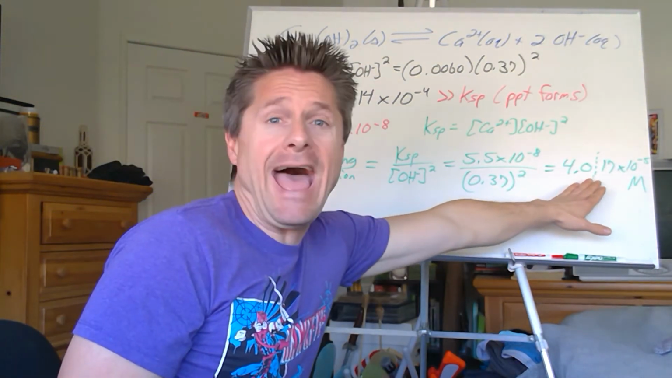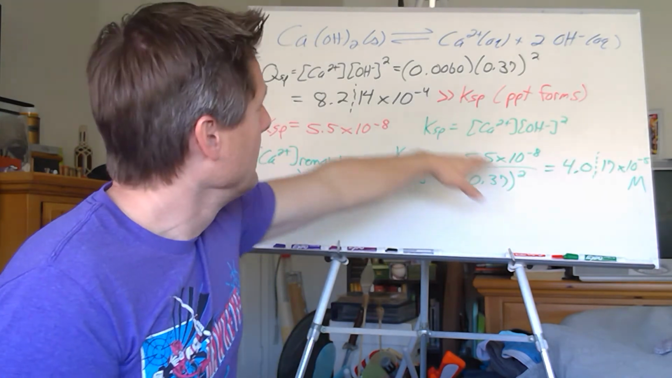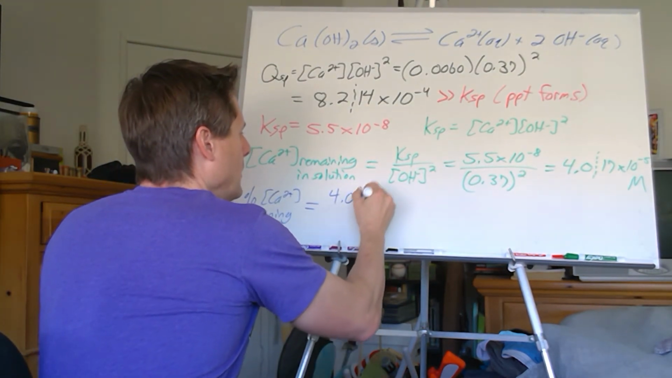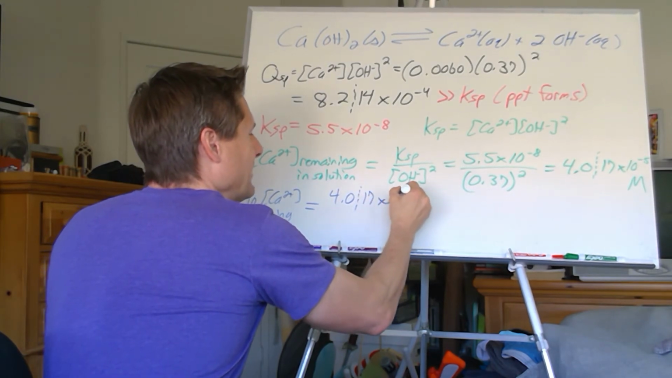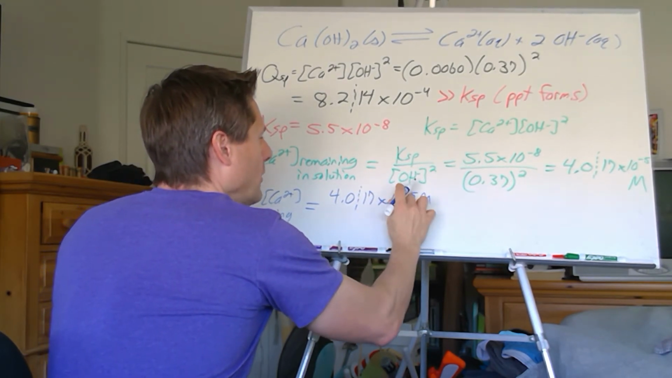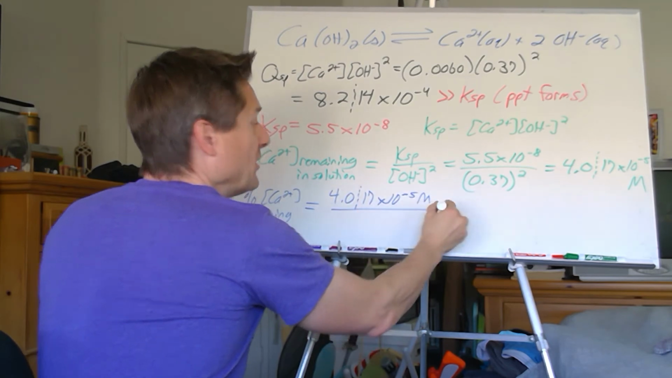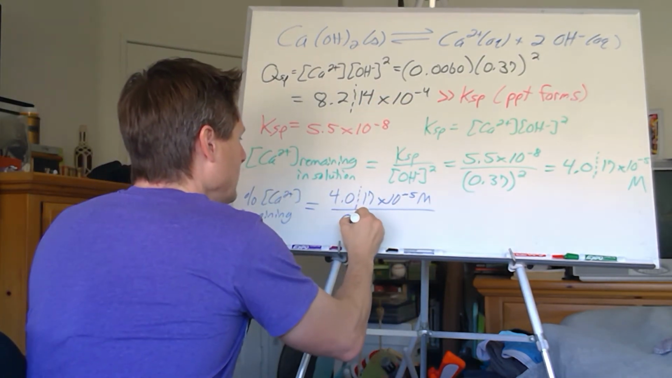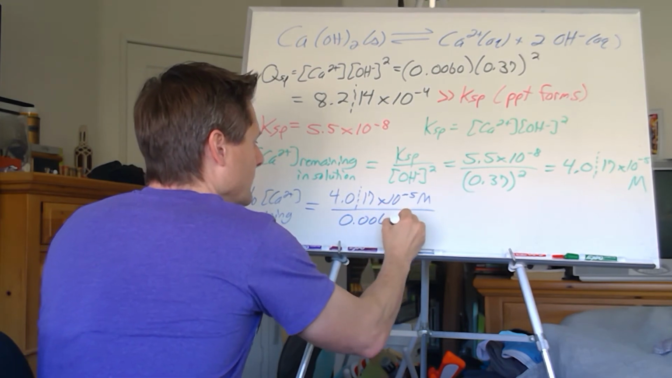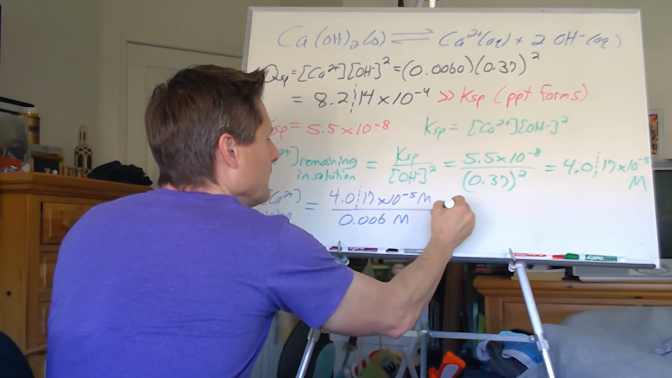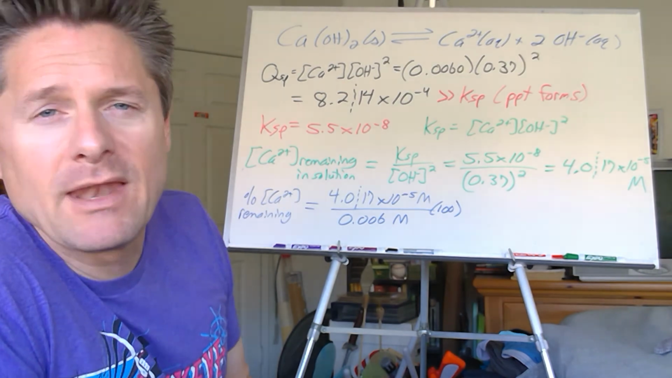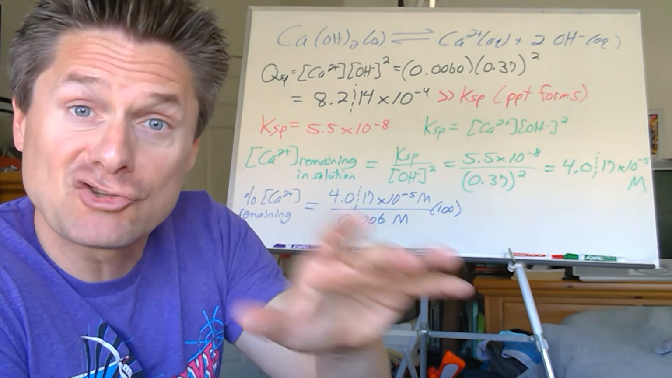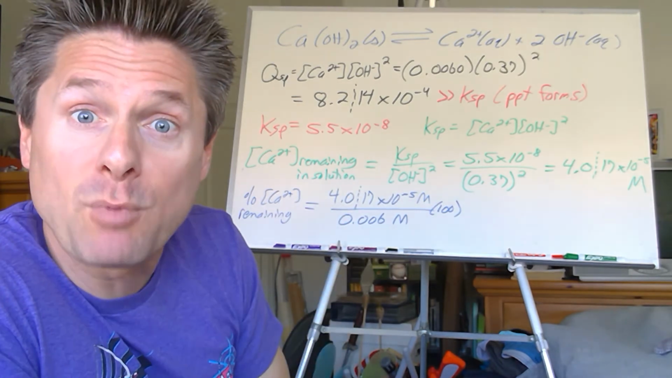So we're just going to take that calcium ion, what's remaining in solution, divided by the initial. So let's take our 4.017 times 10 to the minus 5th molar. That's how much is in solution. Let's divide that by the initial amount, 0.006 molar, after dilution. And if there wasn't a dilution going on, a lot of times, again, they give you the concentrations after dilution to start with, so you can skip that first part that we did.